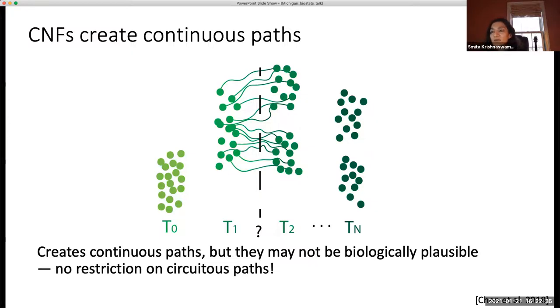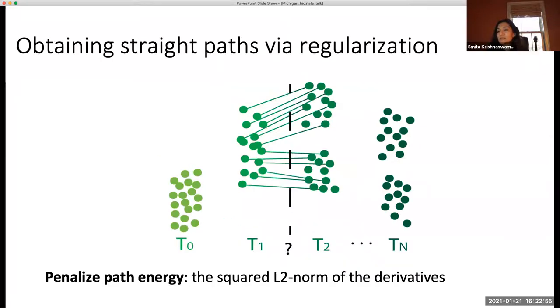But continuous normalizing flows actually, I don't think mimic biology, because it's just giving some flow. Whereas what we think more closely mimics biology is something like an efficient or an optimal flow between the two, so that you don't have circuitous paths. So we found ways of regularizing this.